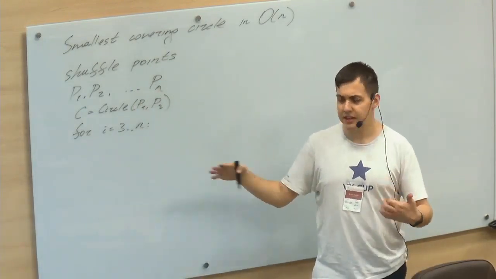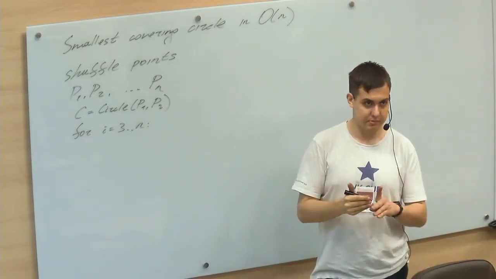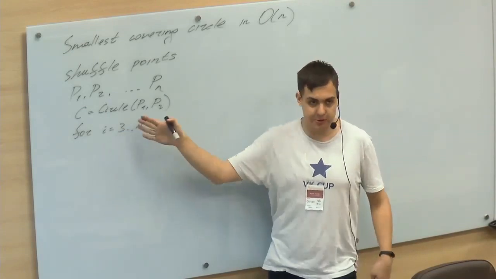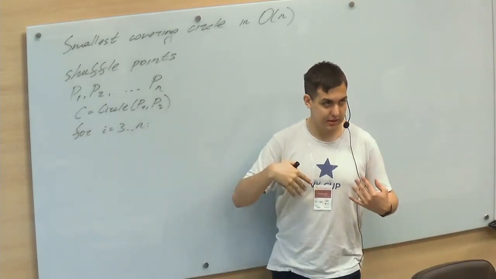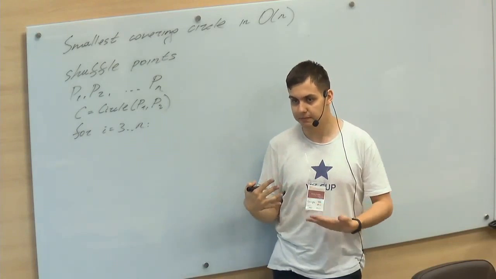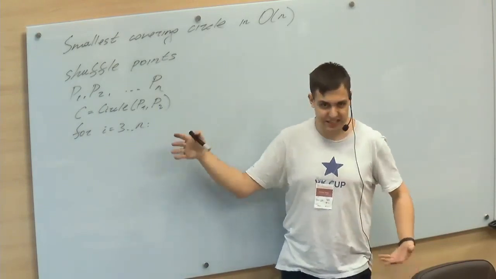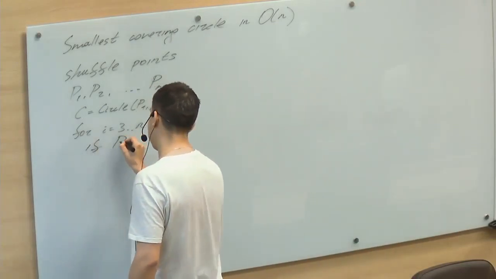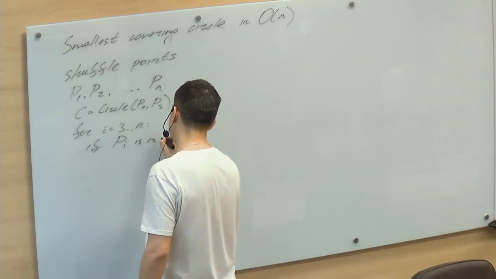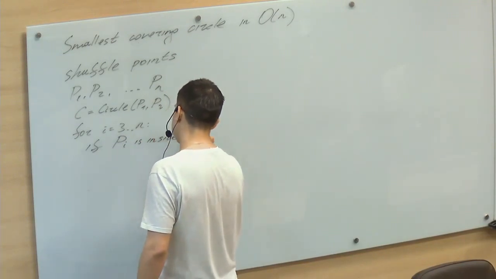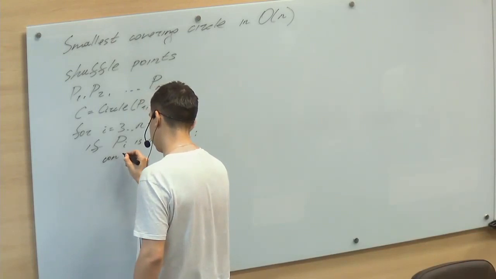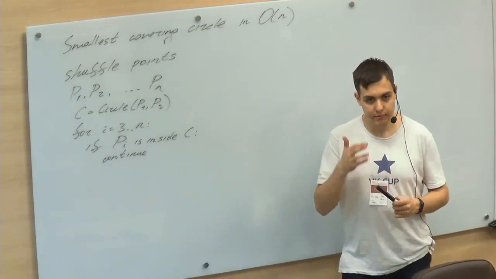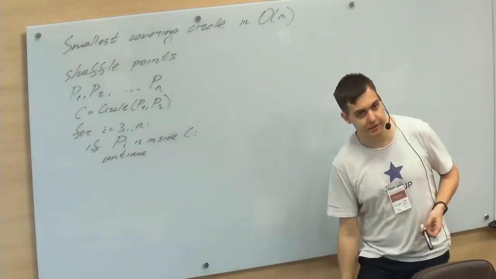So if the current point is already inside this, then we're done. Then we don't need to do anything. Then the smallest circle for the first i-1 points, if it also contains the ith point, then this is still the smallest circle for the first i points. So if Pi is inside C, then we continue. And remember, these points are in random order.